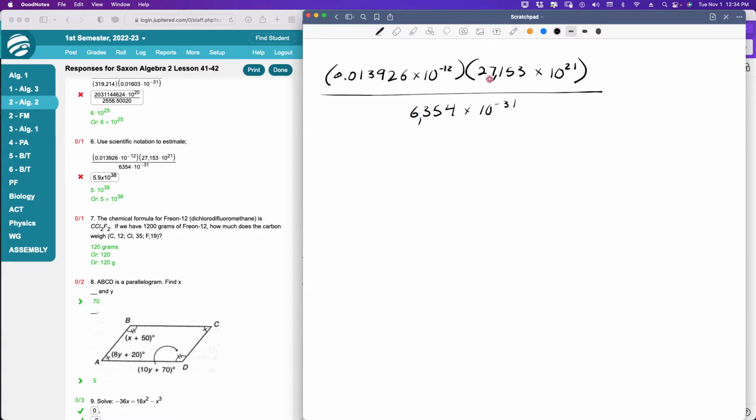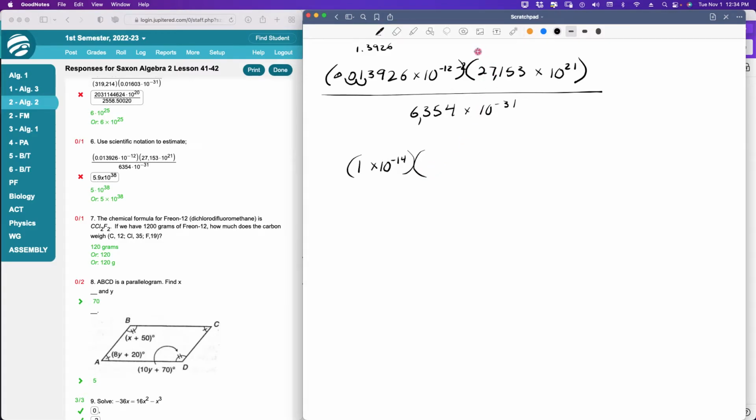All right, so I'm going to shorten this up. So this would be 1.3926 because we have to have a ones place only. And I'm moving it back 1, 2. So it's going to be minus 2. So when I round this, this is less than 5. So that's going to be 1 times 10 to the negative 14.